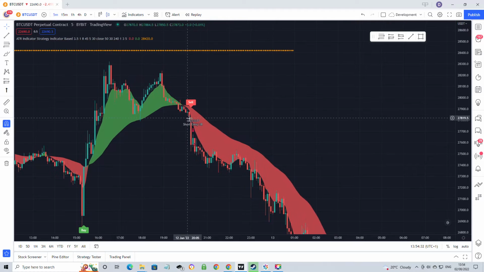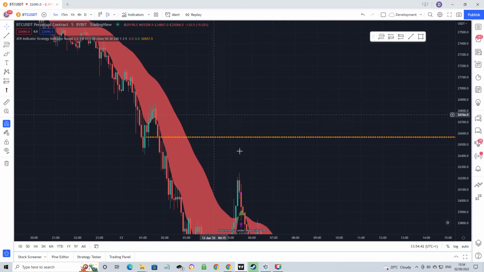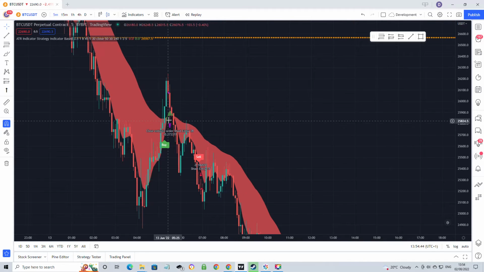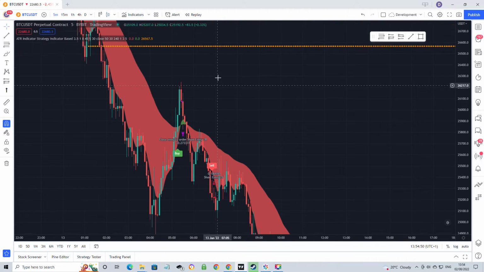Okay, and carrying on. So again, another example of a short entry. Sell signal, underneath the yellow dotted line, clouds red, we entered here, and again there's a very large move down all the way to the take profit, which was hit down here.